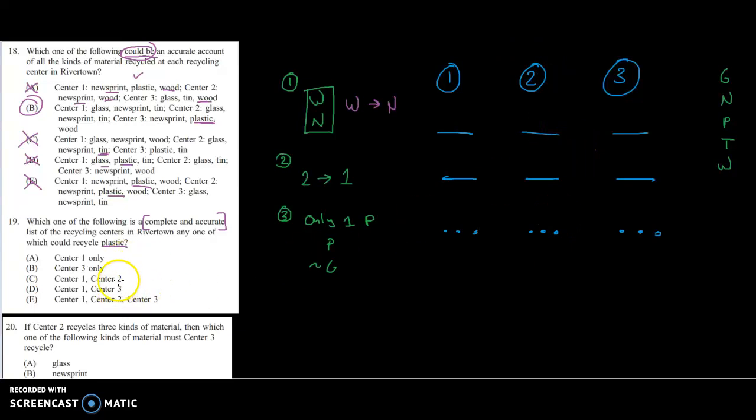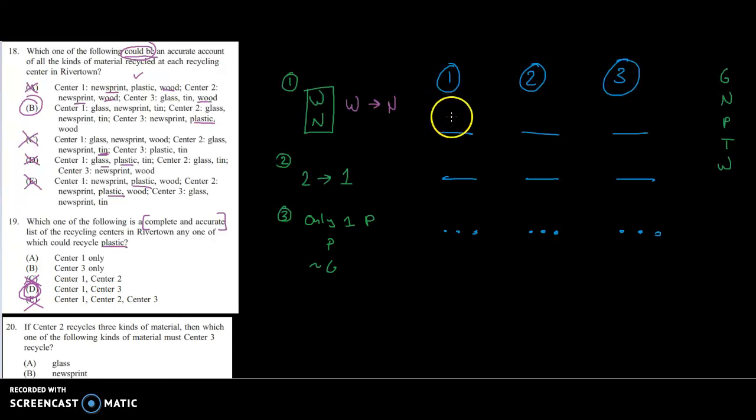So that means we can automatically eliminate plastic here, because that includes center 2, and it also cannot be here. Alright, well then let's think about this, and don't overthink this. Which of these could in fact recycle plastic? Well, think about what the rules are for plastic. We can only have one place that has plastic, and if we have plastic, no glass. We've already taken care of rule 2. I think we can see that we wouldn't break any rules if we did both of those, right?